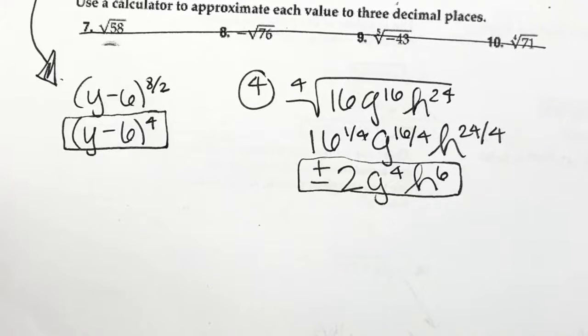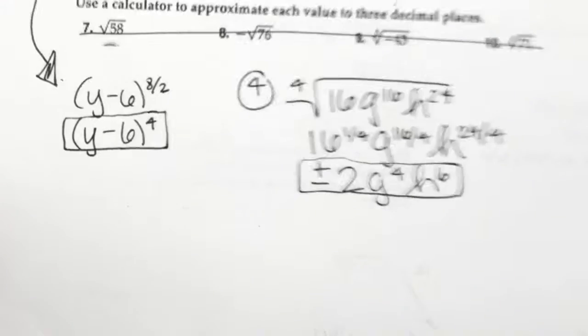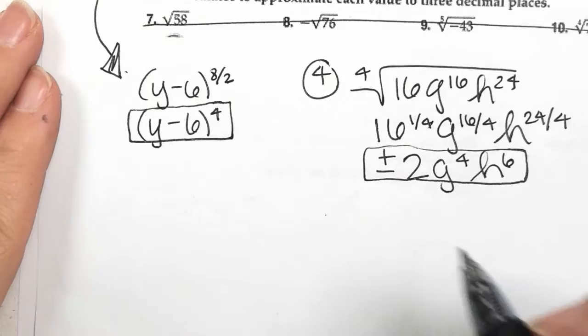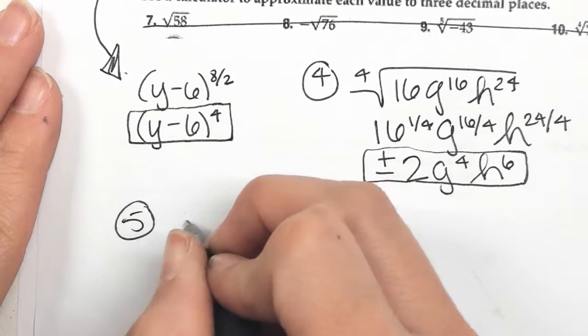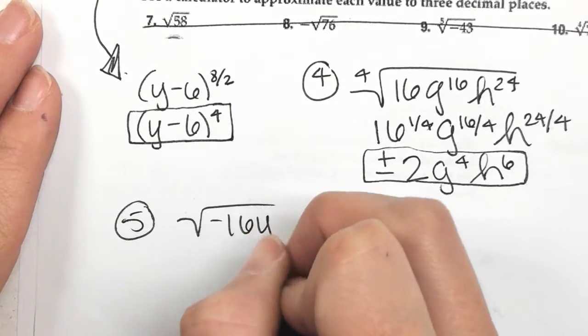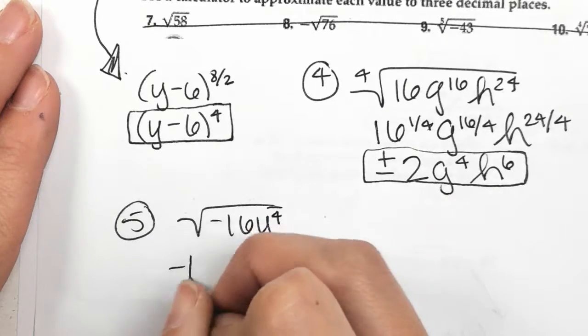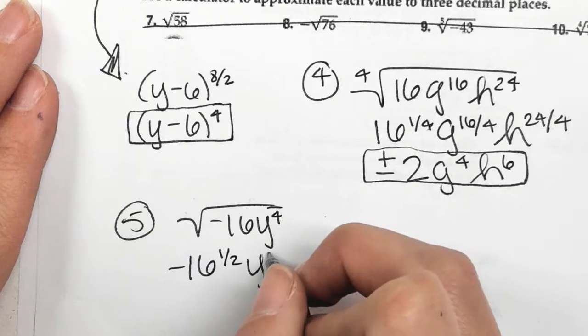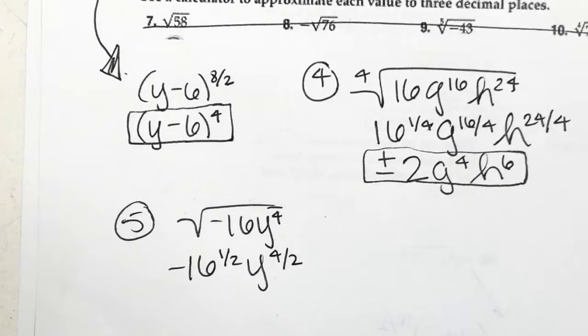Is this starting to become easier? Yes? Okay. 2 more. Let's see if y'all can get this one. Square root of negative 16 y to the 4th. So this will be negative 16 to the what? Y to the... What is negative 16 raised to the 1/2?